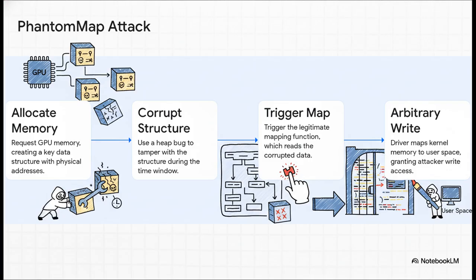They swap out the real addresses with the physical addresses of whatever they want to target, say a kernel page table. Then they trigger the second, legitimate step of the mapping process. The driver, because it doesn't check, just reads the corrupted info and dutifully maps protected kernel memory right into the attacker's user space with write permissions.